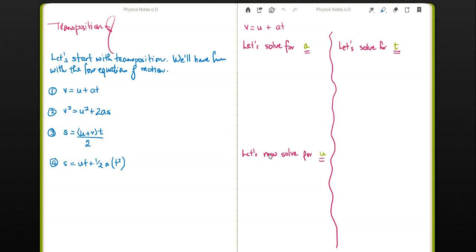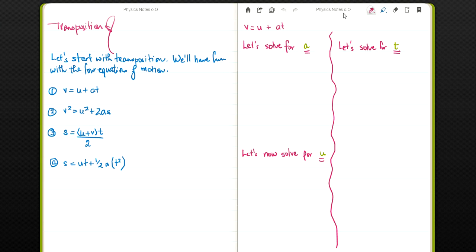First, final velocity is equal to initial velocity plus acceleration times time. The second one is final velocity squared equals initial velocity squared plus 2 times acceleration times height or distance. The third is distance or height, which is equal to u plus v, all multiplied by t over 2. And the last one, which is also distance or height, is equal to the initial velocity times time plus a half a, and the entire t squared.